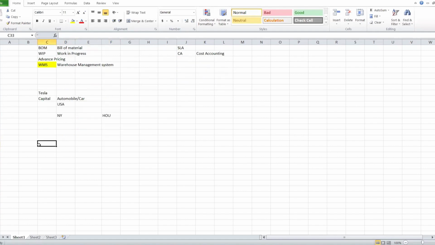So in Oracle e-business suite, Oracle e-business suite has the feature of multi-org structure.